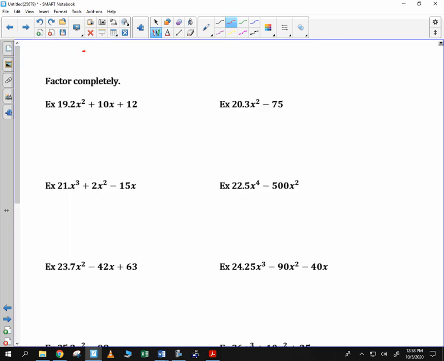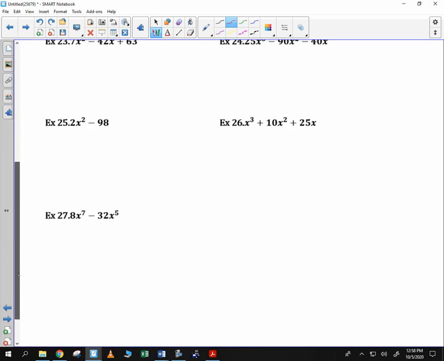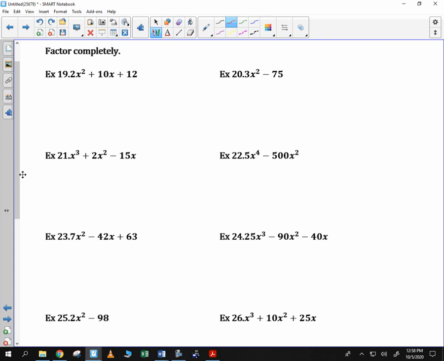To finish off our lesson, we're going to look at factoring completely, okay? So we always start with taking out a greatest common factor. In this case, we could start by taking out a 2. Now we have a trinomial after we've taken that factor out. So we have 2 times x plus 3 times x plus 2.